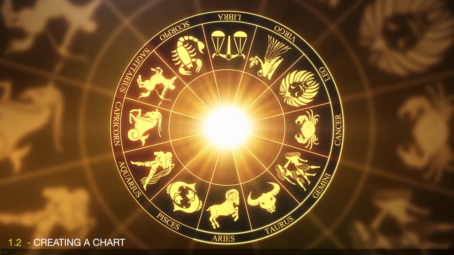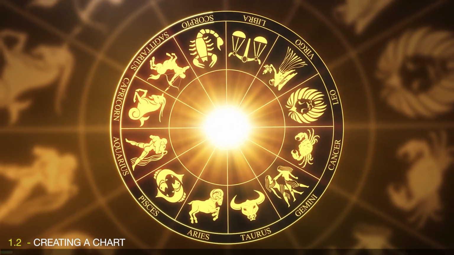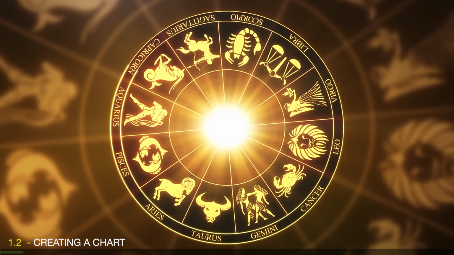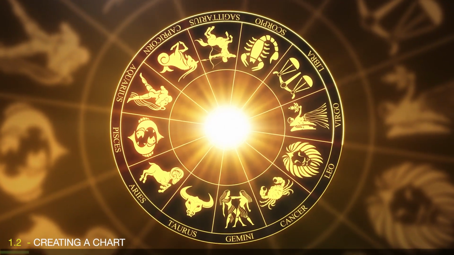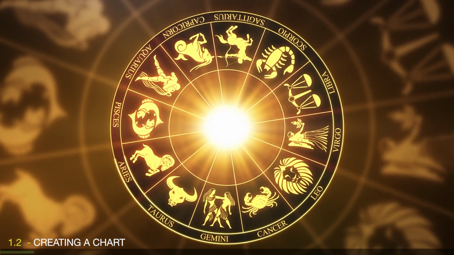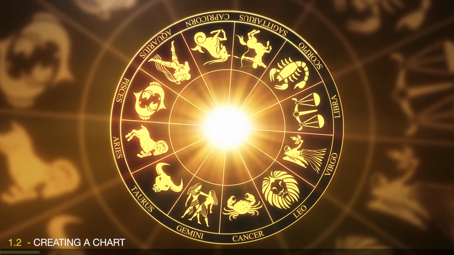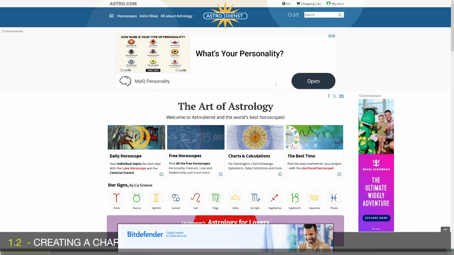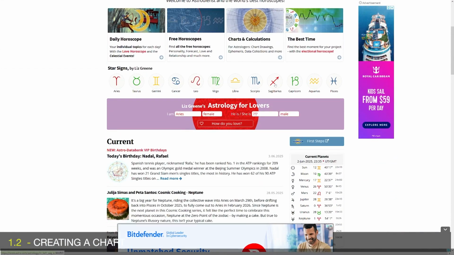This lesson is a free PDF file that you can download, a guide on how to create your own natal astrology chart. We're going to use a free but extremely well-regarded resource called Astro.com or Astrodienst. It's one of the most valuable and insightful resources of astrology knowledge you will use on your learning journey.